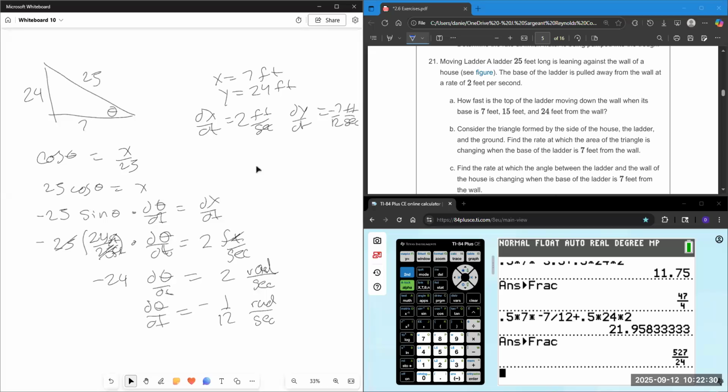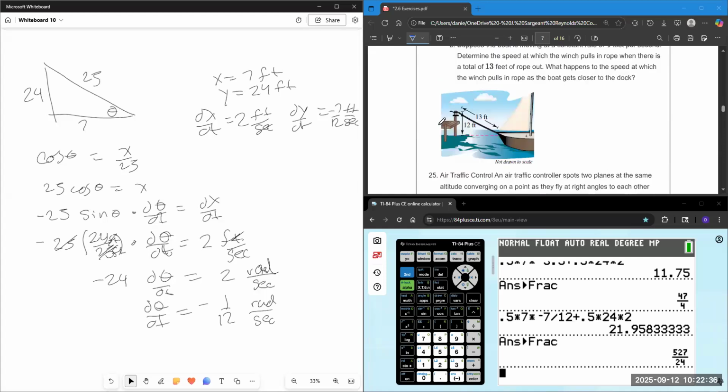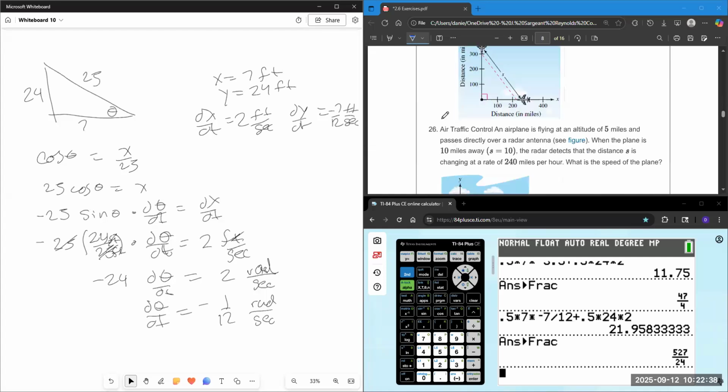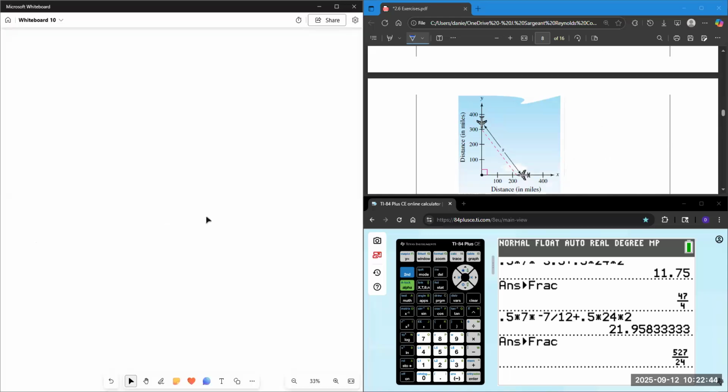Go ahead and look at number 25. I made reference to this just a minute ago about everything in the triangle changing because the planes are getting closer to one another here. And they've drawn the picture there for you with this right triangle. It's going to stay a right triangle.